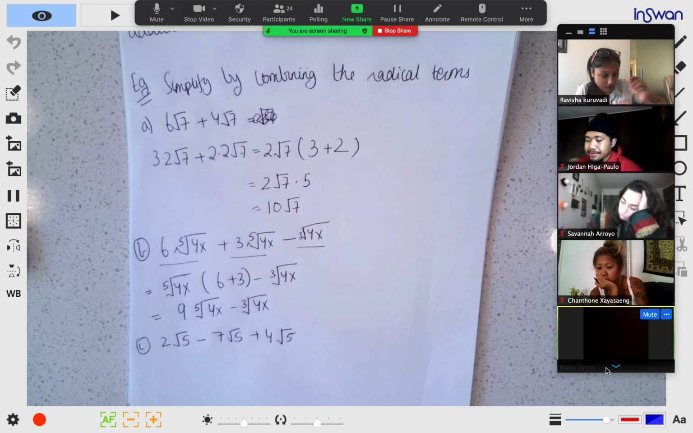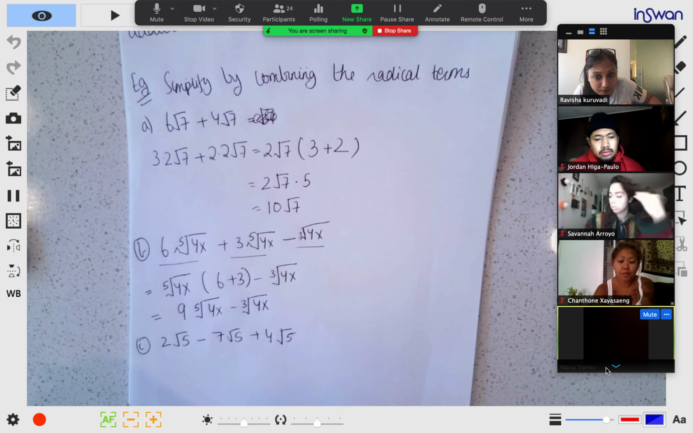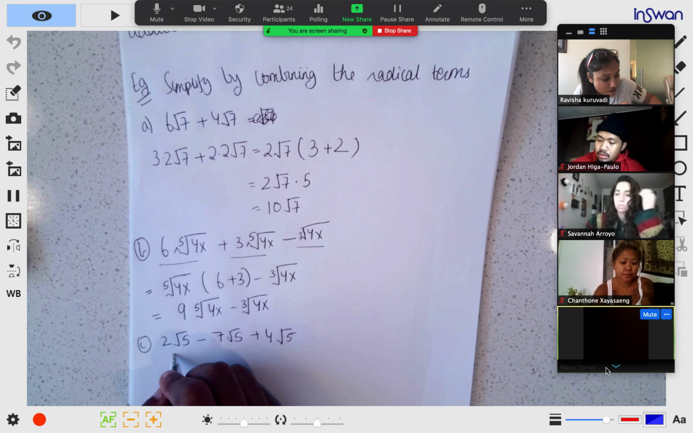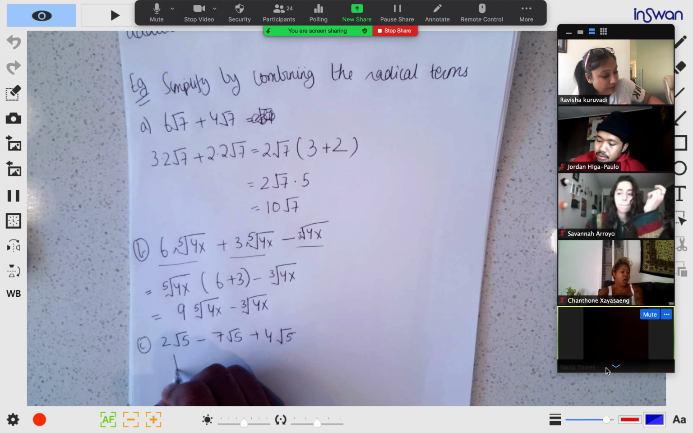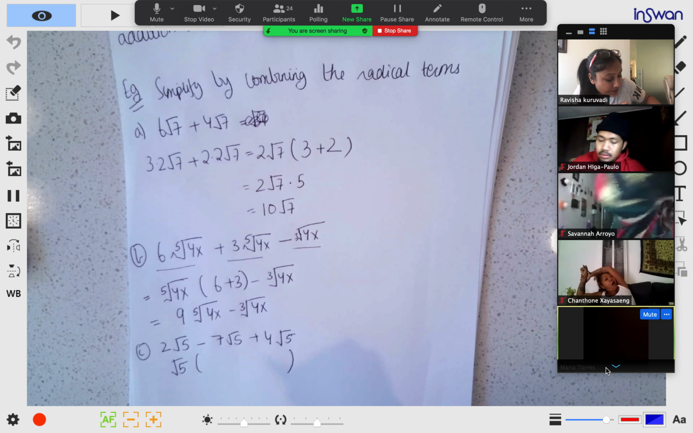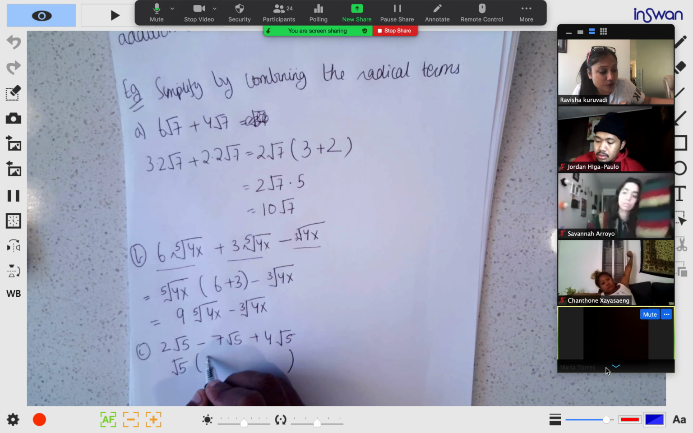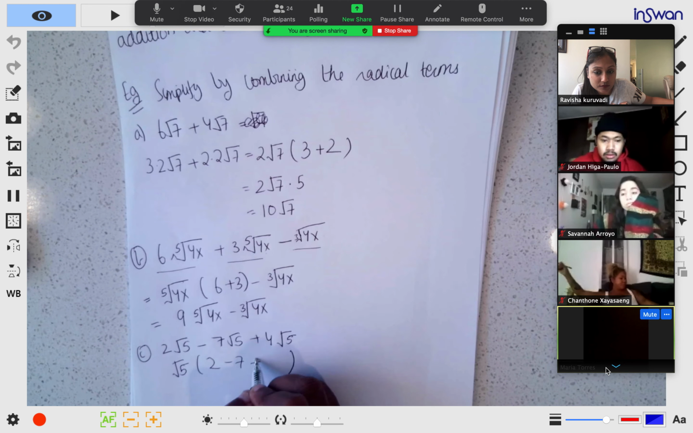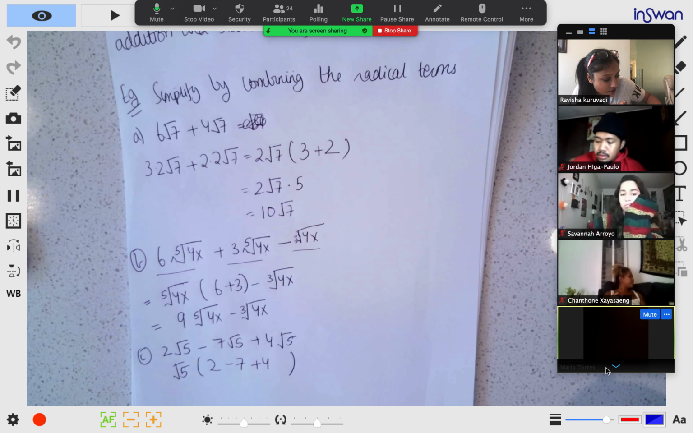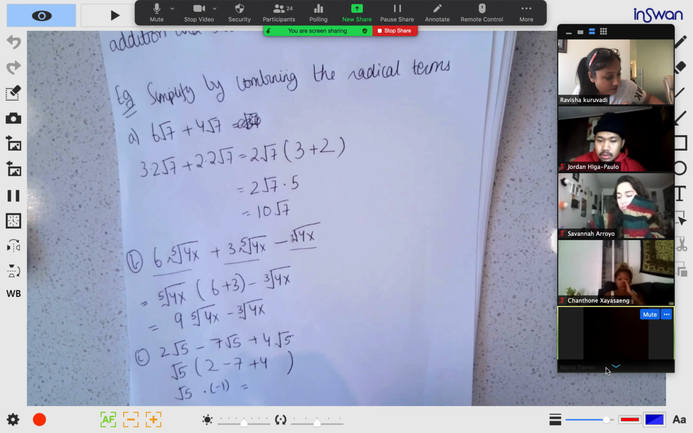Can we combine 2, 7, and 4? Yes. So what's common between them? The inside is 5, square root of 5, right? So what are you left with? 2 minus 7 plus 4, which is equal to negative 1. What is square root 5 times negative 1? Negative square root of 5. Perfect.